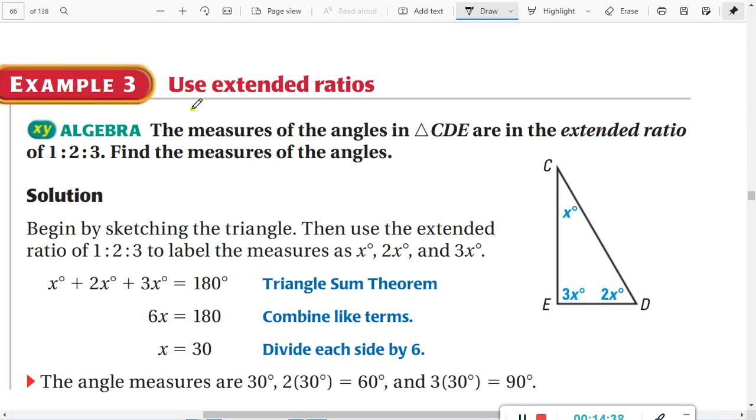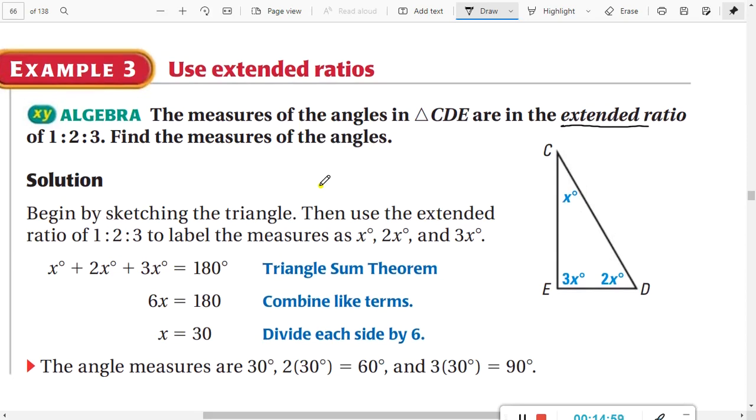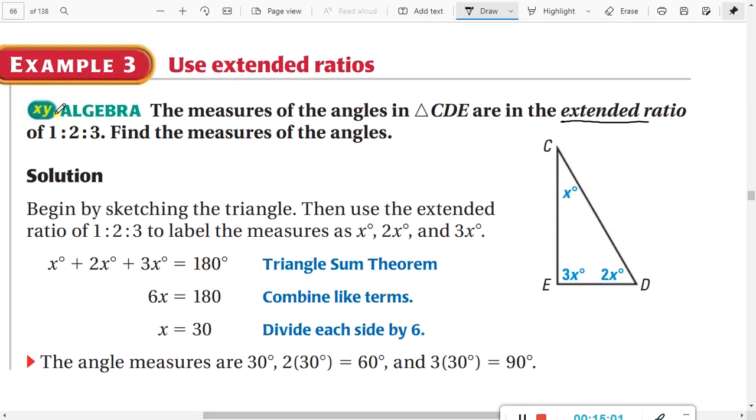Example 3. The measures of the angles in triangle CDE are in the extended ratio of 1 to 2 to 3. Find the measures of the angles. For an extended ratio, that just means that there's more than 2 numbers, so you're not going to be able to write it as a fraction. But it's still the same thing: 1 to 2 to 3.